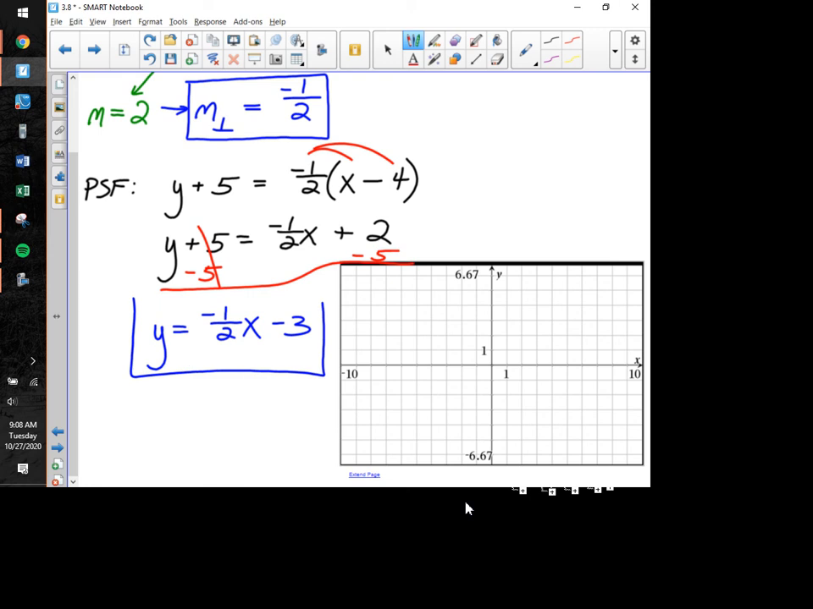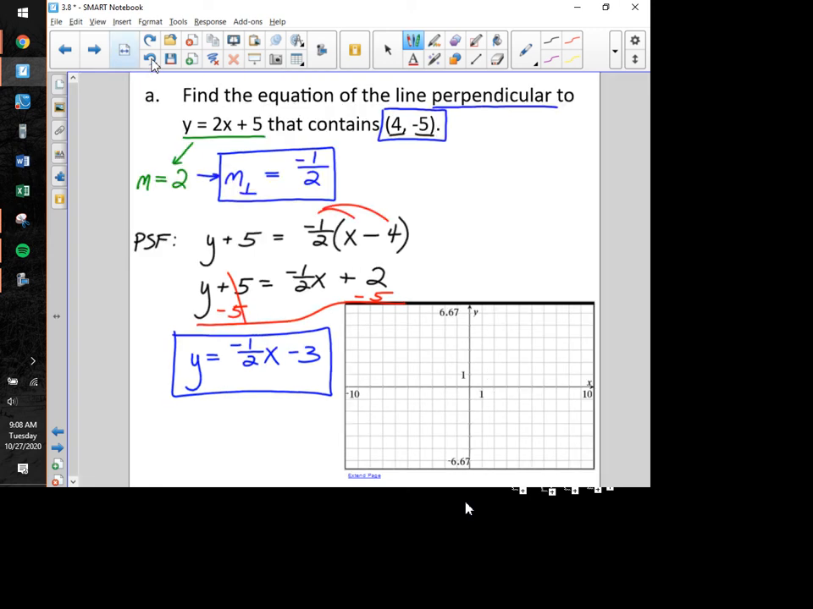That should be our answer, guys. That should be the one and only line out there that's perpendicular to y equals 2x plus 5 and also contains or passes through the point (4, negative 5). So really, that's where we would quit, but I'm going to go ahead now and see if we've got this right.